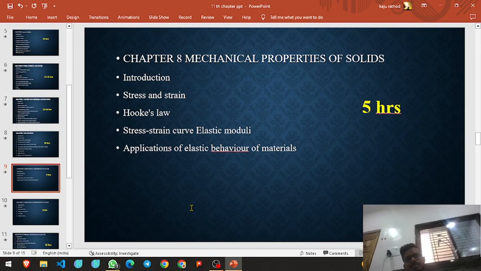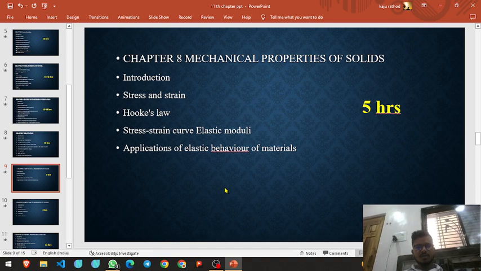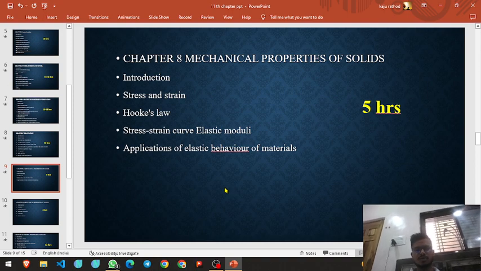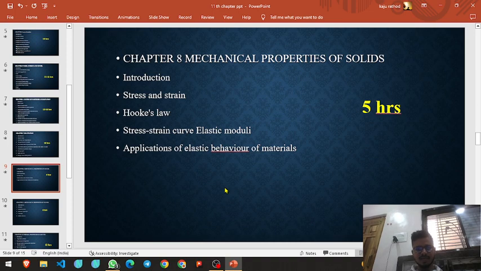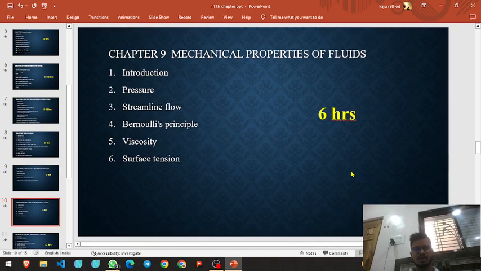Then our next chapter is mechanical properties of solids. How we can calculate stress and strain. There is Hooke's law we are going to study in this chapter, and the stress-strain curve, which is important for our academic year. The estimated time for that is about 5 hours.